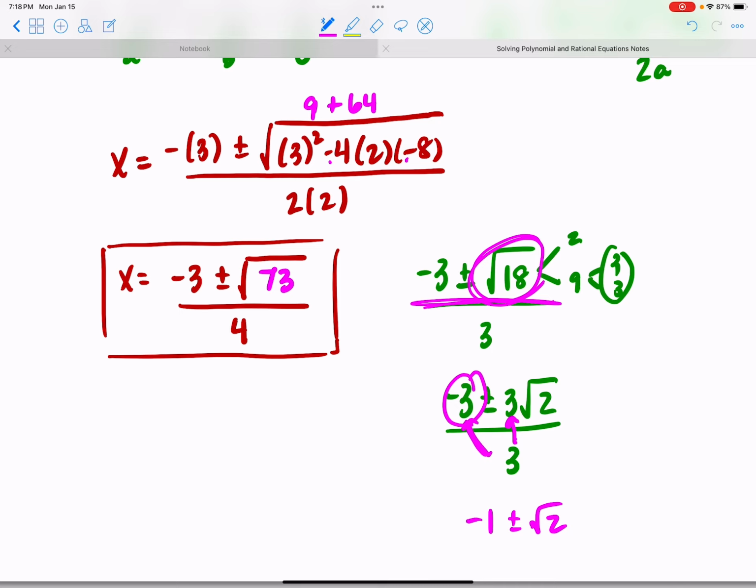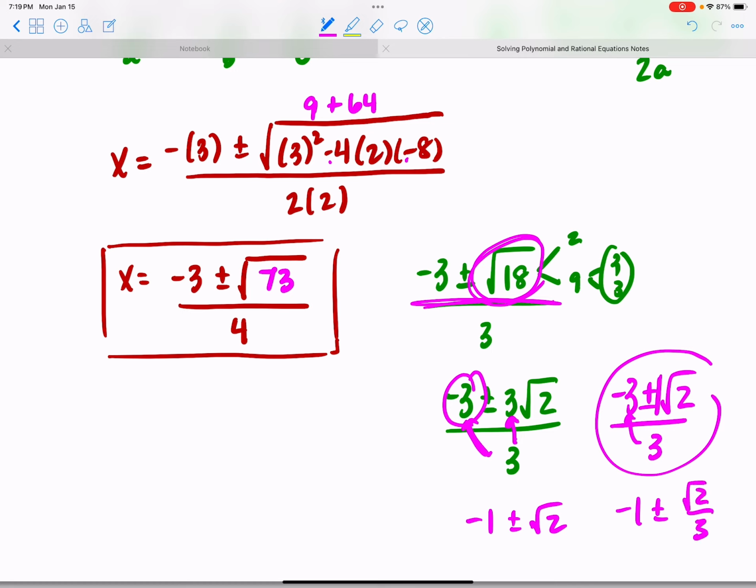Now, if you had something like negative 3 plus or minus radical 2, if there was just a 1 there already, and then you're trying to divide by 3, again, you can't just divide into one piece here. So I would leave it here, or you could say negative 1 plus or minus 1 radical 2 over 3 like this. Just make sure you're not doing wrong math, okay?